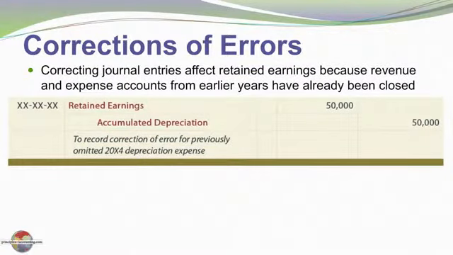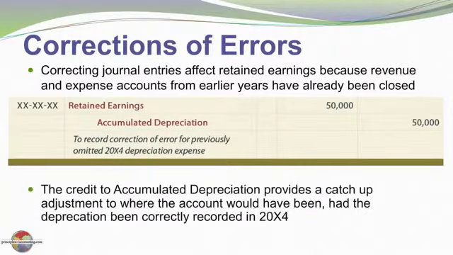A correcting journal entry would affect retained earnings because revenue and expense accounts from earlier periods were wrong and had already been closed. So to record depreciation for 20X4 during 20X5, we'll need to credit the balance sheet account that's affected, in this case accumulated depreciation, but the offsetting debit will be to retained earnings. Since last year's income was already closed out, we're not going to go back and reopen the books, then record the expense. We'll simply charge the effect to retained earnings. The credit to accumulated depreciation provides a catch-up adjustment to where the account would have been had the depreciation been correctly recorded in the prior year.